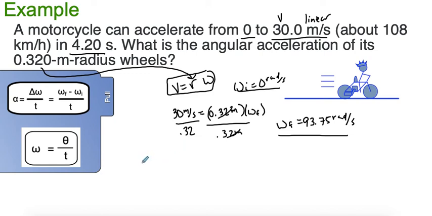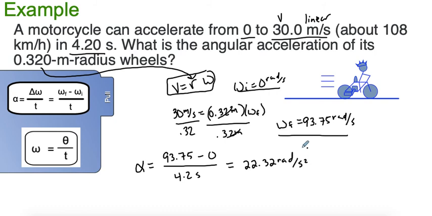So now we're going to use this with this and our time value to find our angular acceleration. So alpha equals final, 93.75, minus initial, which is 0, over time, which is 4.2 seconds. Plug that in our calculator, and we get 22.32 radians per second squared.